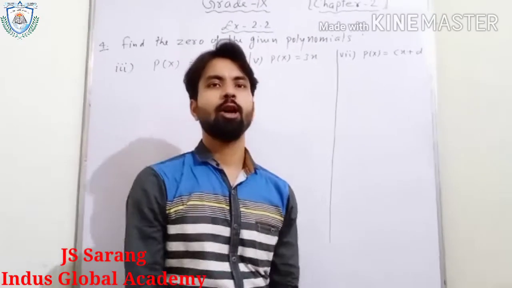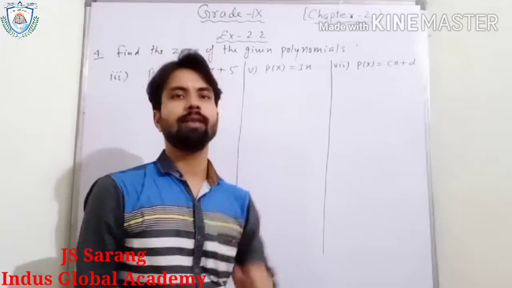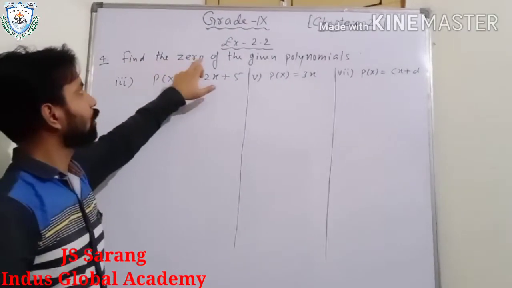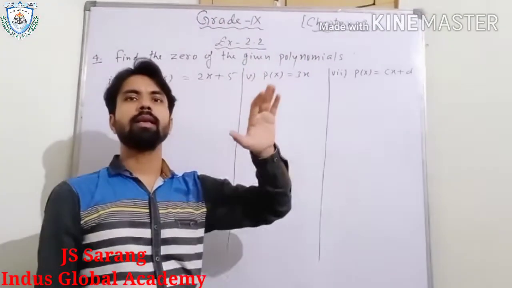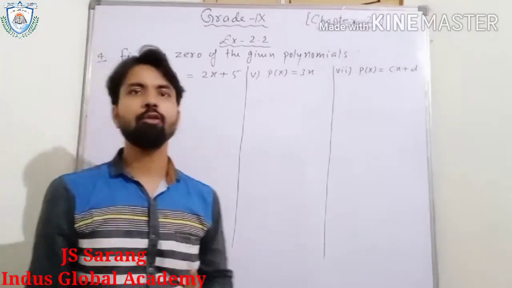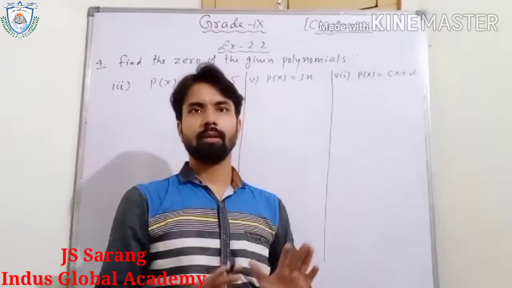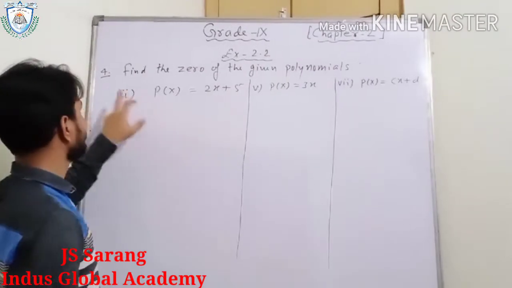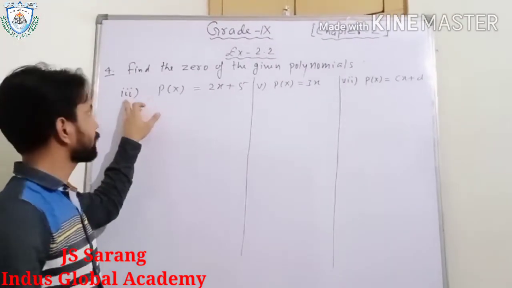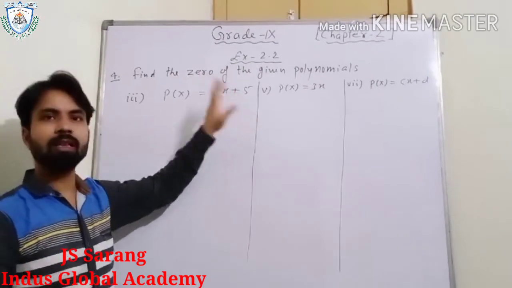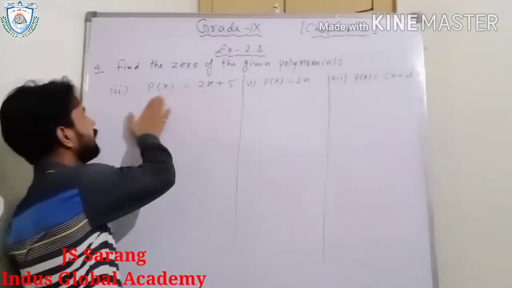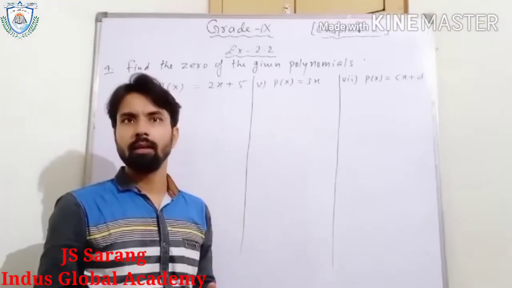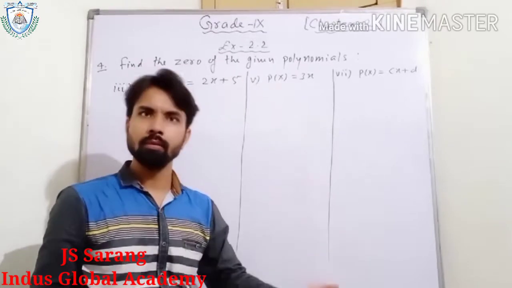Okay students, now I am going to explain the last question of this exercise, question number 4. Find the 0 of the given polynomials. Here some polynomials are given and we have to find their zeros. I am explaining the three parts of this question. First I am going to explain the third part, where p(x) is given as 2x plus 5, and we have to find its 0. Whenever you have to find the 0 of the polynomial, you have to put p(x) equal to 0.